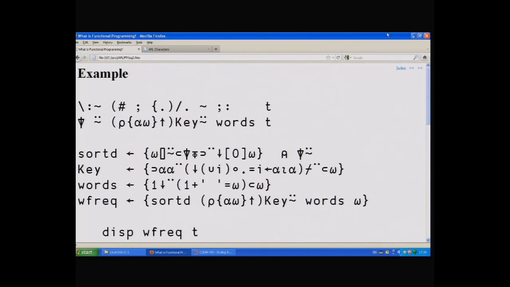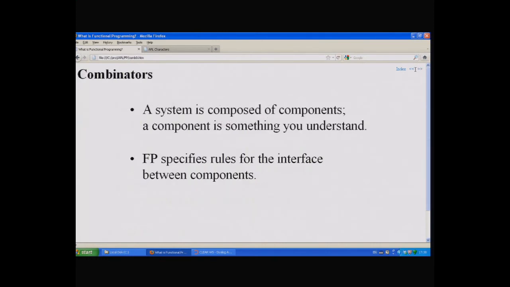So I'm going to talk about some operators in APL that I call combinators. So remember the quote I had at the beginning, a system is composed of components, and a component is something you understand. And FP specifies rules for the interface between components. So I was trying to think of solid examples in real life that can be used to demonstrate combinators. So the first thing that popped into my head is a system located near the Dyalog Bramley office.